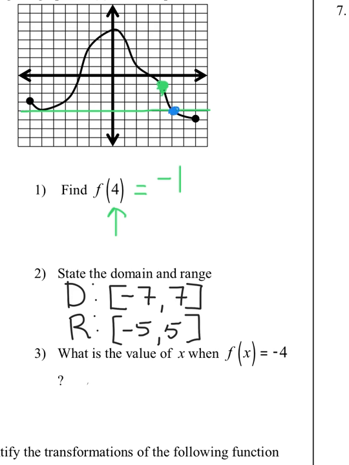and right here. So we could say that for when y is -4, we have a value for x of, let's count, 1, 2, 3, 4, 5, -6, and 1, 2, 3, 4, 5. So I have two x values. So the value of x for y is -4 would be -6 or 5.